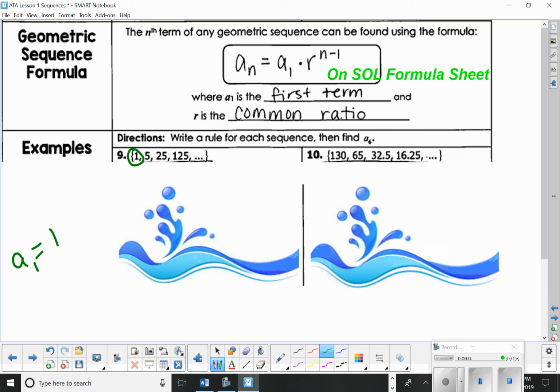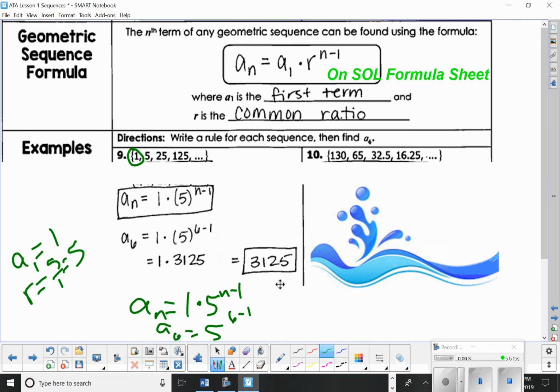A sub 1 is equal to 1. Okay? r is equal to 5 divided by 1, which is 5. So now a sub n is equal to 1 times r to the n minus 1. You don't need the 1 there. And then you can find a sub 6 by plugging in: a sub 6 is equal to 5 to the 6 minus 1, or 5 to the 5th. And yet, you might have to use your calculator to figure out that's 3,125.